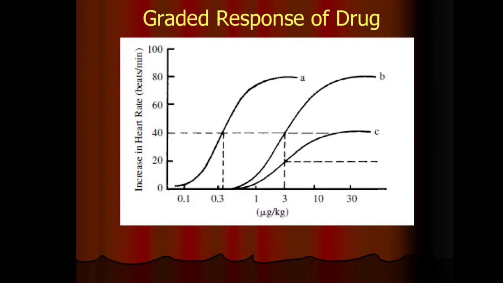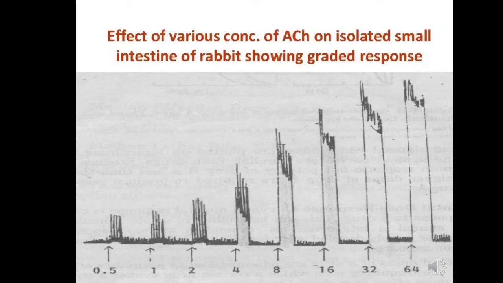And these are the curves of the graded response of a drug. All are variable, and with the increment of the dose, heart rate also increases. Effect of various concentrations of acetylcholine on the isolated small intestine of the rabbit showing graded response. As you can see, it is variable and increasing continuously. So it is basically the graded dose response.